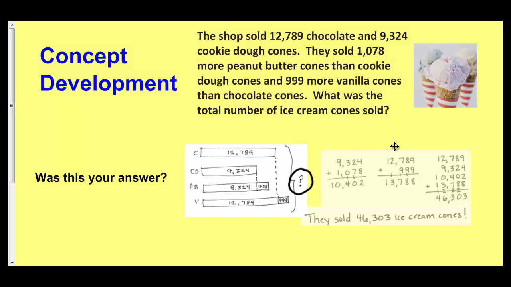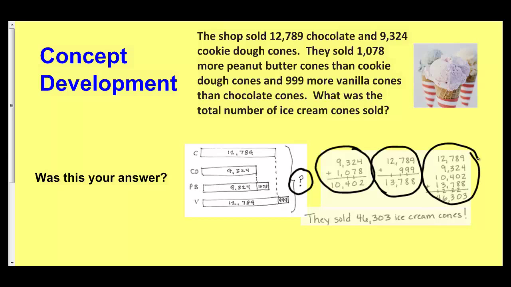So the first thing I did was I wanted to find out how many peanut butter cones there were. So I added the amount of cookie dough cones to the 1,078, and that gave me 10,402 peanut butter cones. Then I wanted to figure out how many vanilla cones there were, so I added 12,789 to 999. That's where I got 13,788. Now to find the total, I had to add all of these together. That's where I got 46,303. So that's 46,303 ice cream cones.